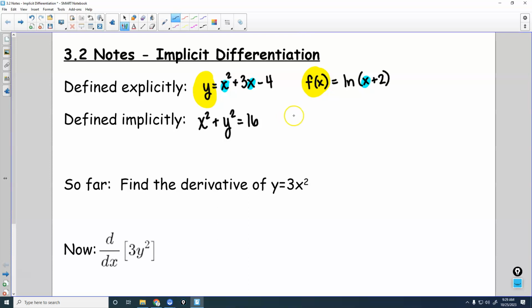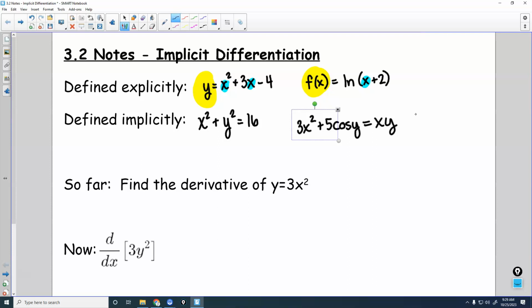Something else implicitly defined could be something like 3x squared plus 5 cosine y equals xy. You could have x's and y's on both sides. In general, it's just not solved for a single variable.